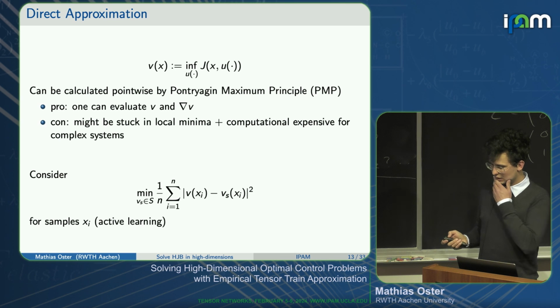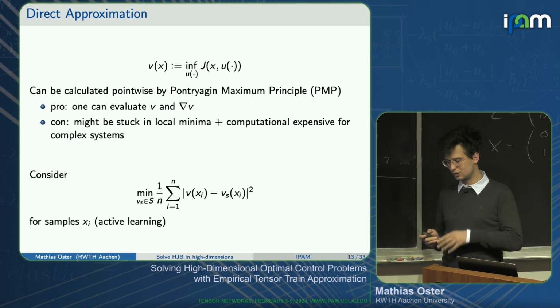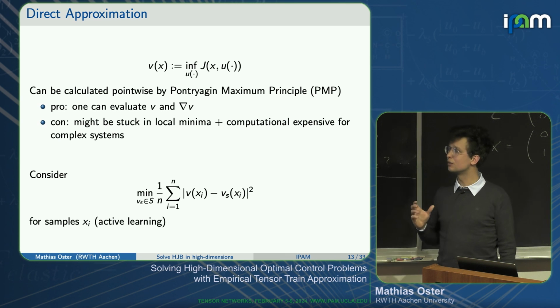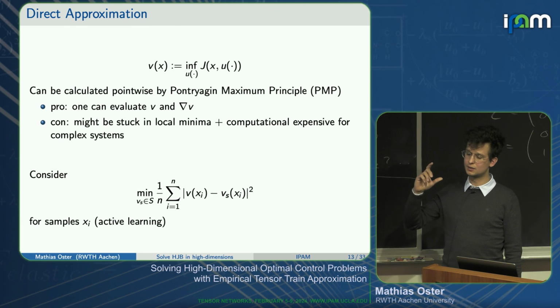So this was the policy iteration. The idea, maybe I should recap it at this point, is that I have an iterative process of solving a least squares problem that is easy to evaluate and then update the policy with the gradient of the value function, which is also not so difficult. Another approach is to do a direct regression of the value function.